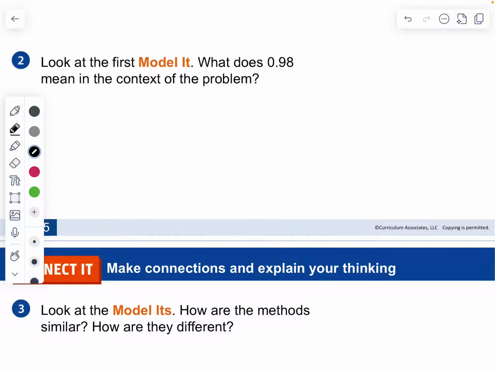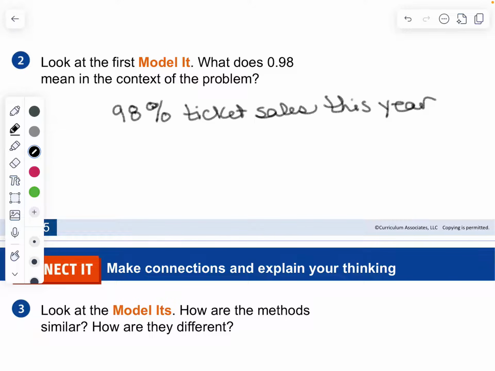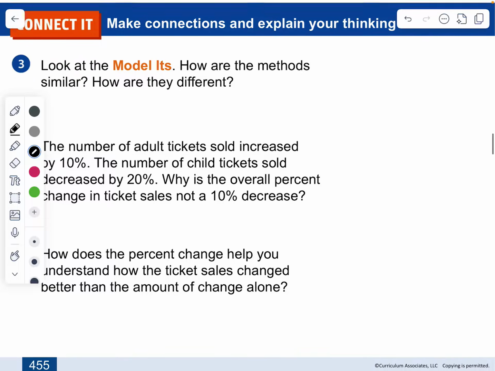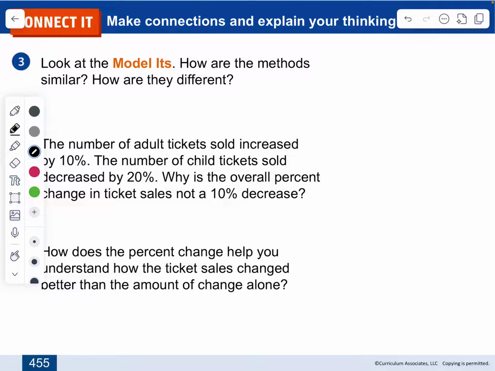Look at the first modelet. What does 0.98 mean in the context of the problem? 98%, which is the ticket sales in the second year, or maybe it would be considered current year. Let's just say this year. I think that might be how they worded it. And then think about the two modelets. How are they the same and how are they different? I hope you see that you're doing the same math. There's just always multiple ways that you can do that.